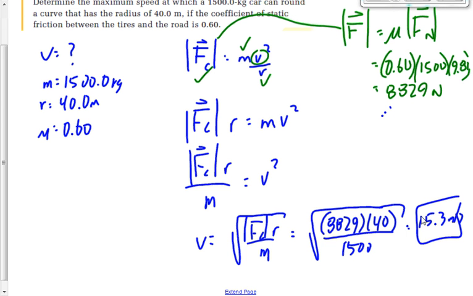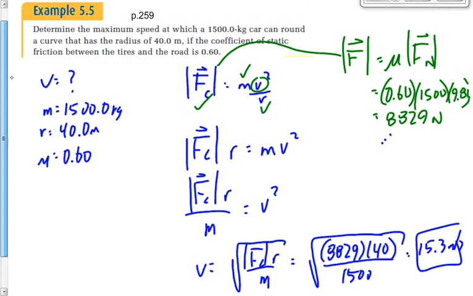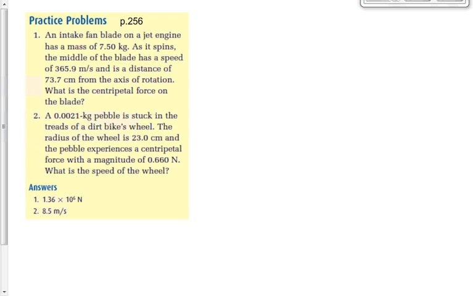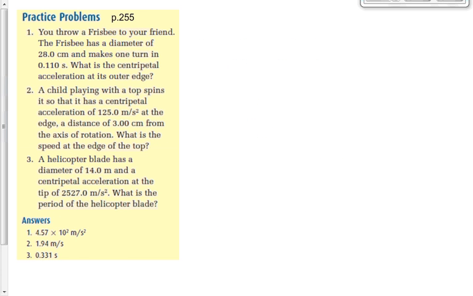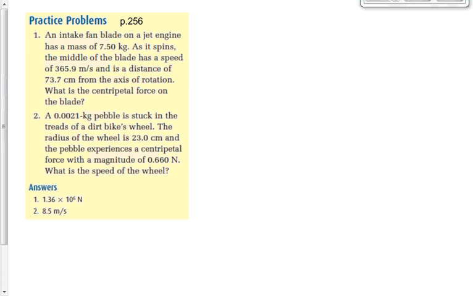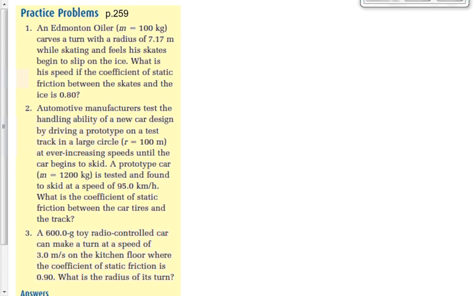Okay, here's your homework for the weekend. I want you to finish the questions, please, on page 255, and I want you to do the questions on 256 and 259, please. So there's 3 sets. One set you've probably pretty much finished. I want you to finish up that set and the other 2 sets, please.